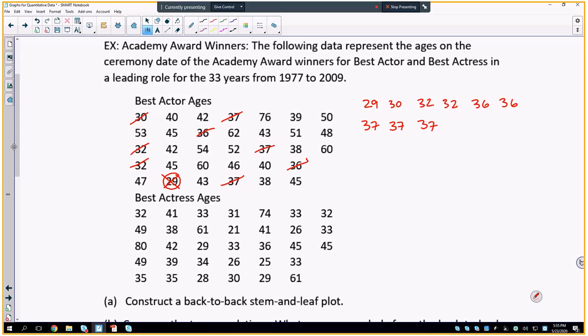I see 2 people who were 38. And then I have 1 person who was 39. And I see 40, I have at least 2. Let's see, 40, 40. And then I don't see 41, but I see 42, here and here.